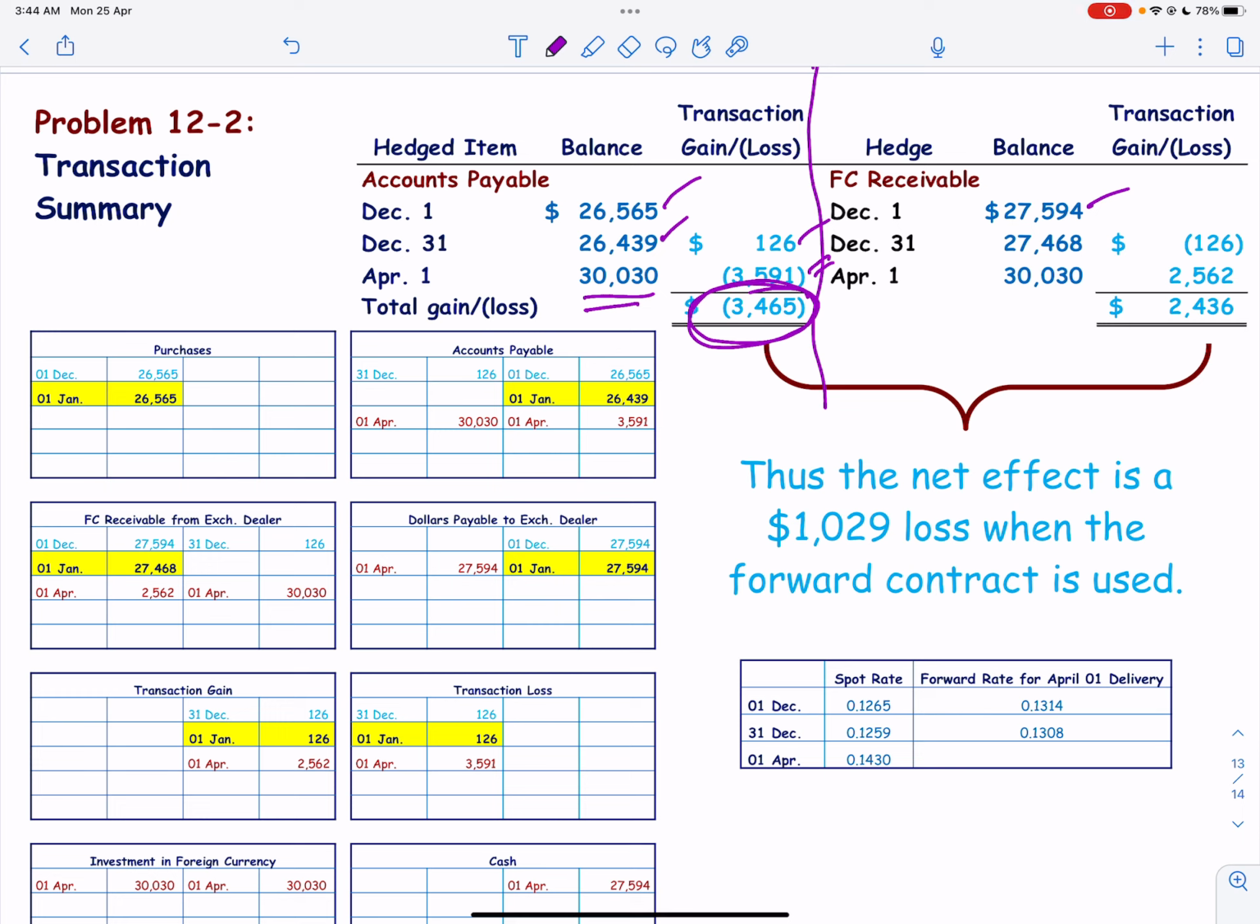That decreased to 27,468. So there is a loss of 126. But on April 1, there is a gain of 2,562. So the net impact is that there is a gain of 2,436. So since they have entered into a forward contract, the transaction loss has reduced and the net effect is 1,029 loss when forward contract is used. So this completes the second part of our explanation on foreign currency transaction.